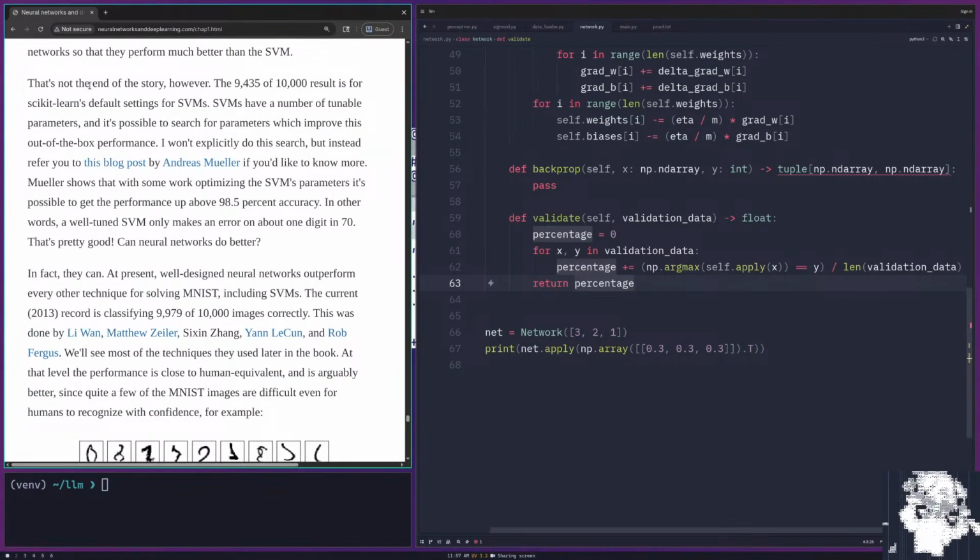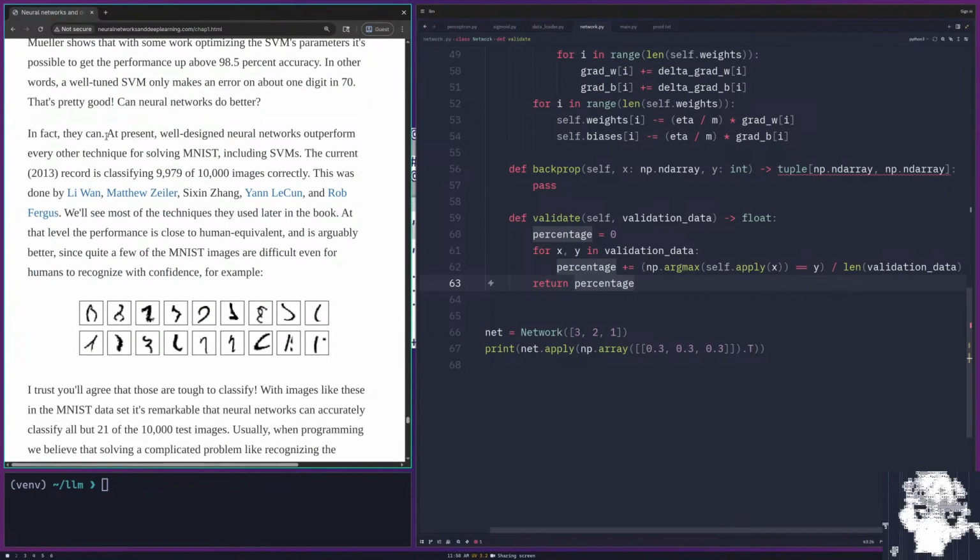The 9,435 of 10,000 result is for scikit-learn's default settings for SVMs. SVMs have a number of tunable parameters, and it's possible to search for parameters which improve this out-of-the-box performance. I won't explicitly do this search, but instead refer you to this blog post by Andreas Mueller, if you'd like to know more. Mueller shows that with some work optimizing the SVM's parameters, it's possible to get the performance up to 98.5% accuracy. In other words, a well-tuned SVM only makes an error on about 1 digit in 70. That's pretty good. Can neural networks do better?